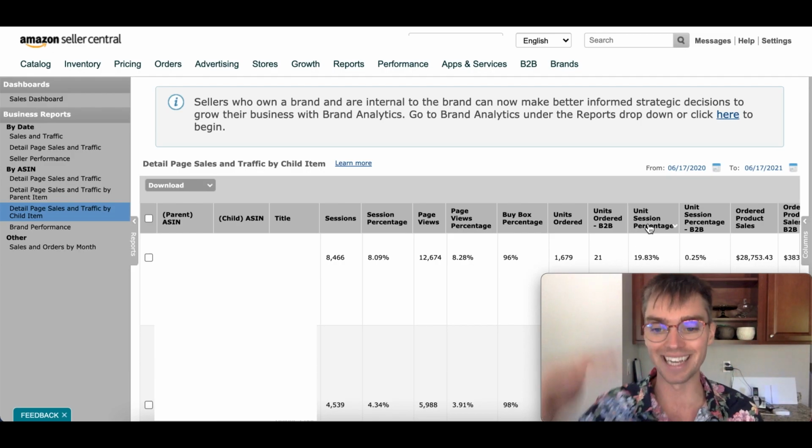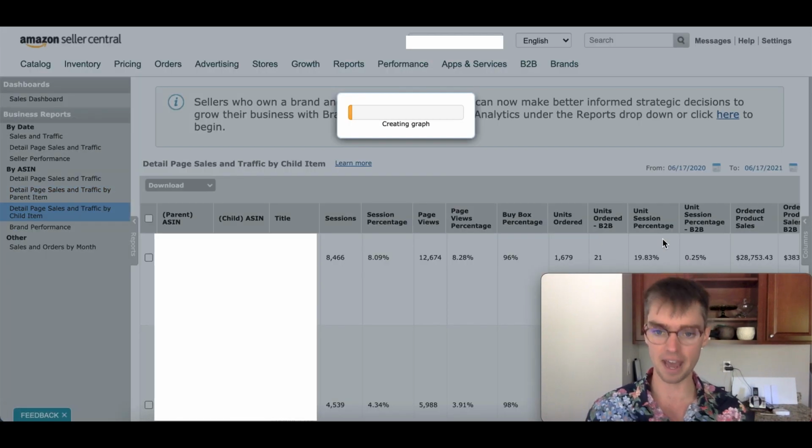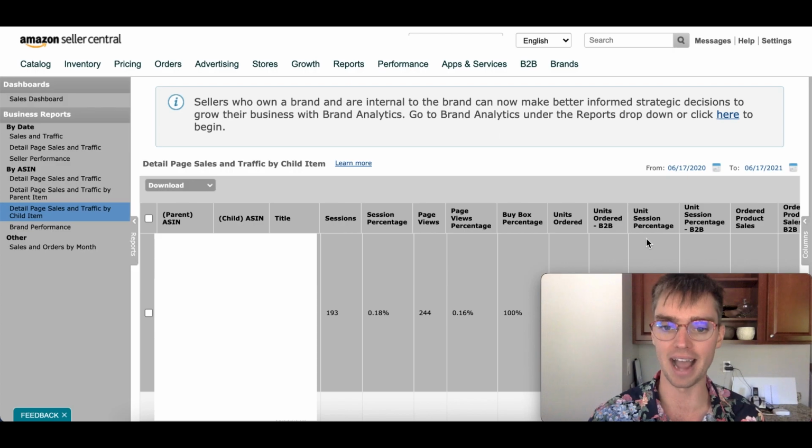So you can actually organize in descending order. That's something that I like to do. So we can go here and actually filter. Click on the unit session percentage column. We're going to sort by descending. Go ahead and click on that. And that's just going to take us from highest to low.